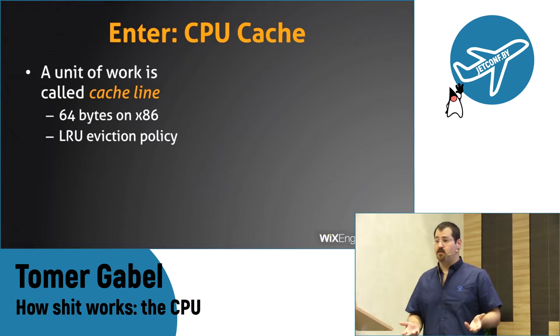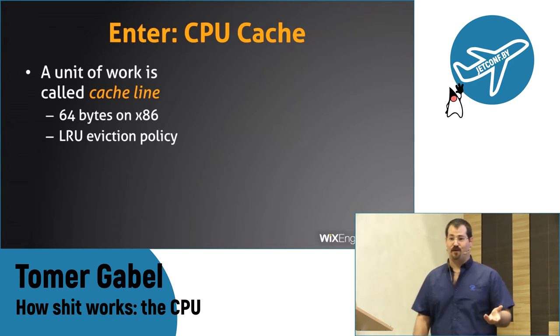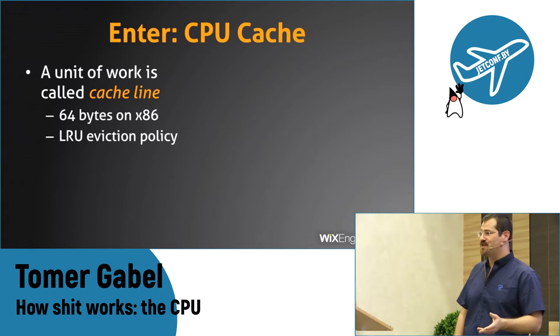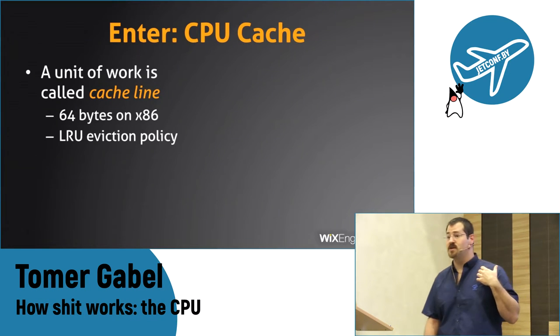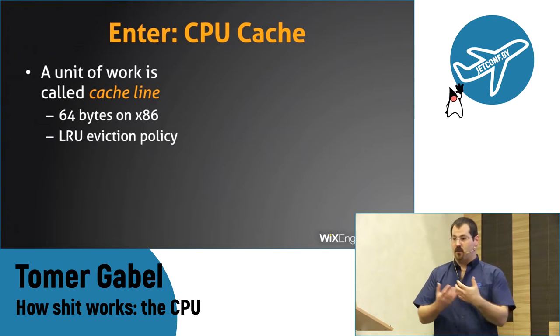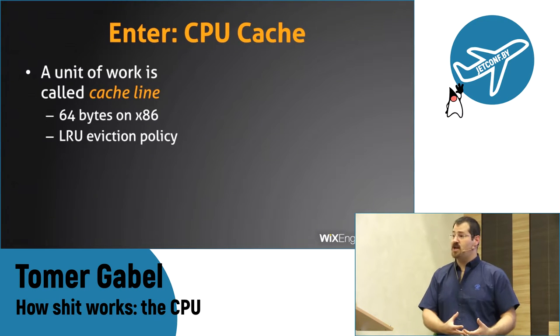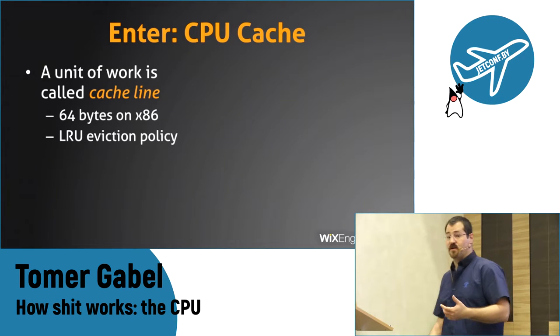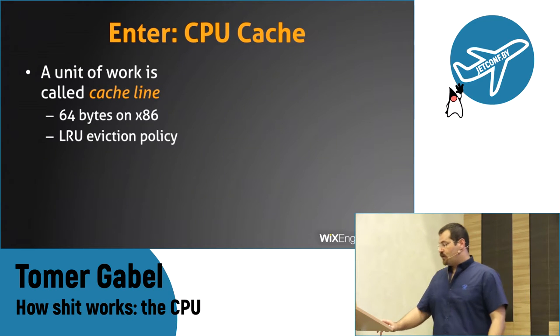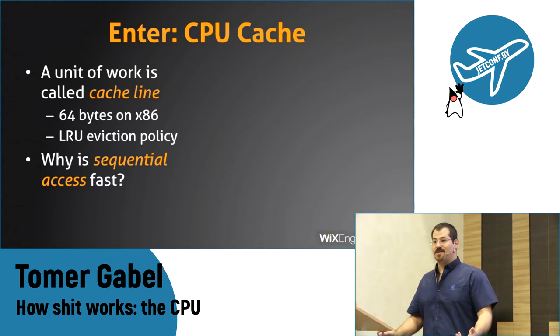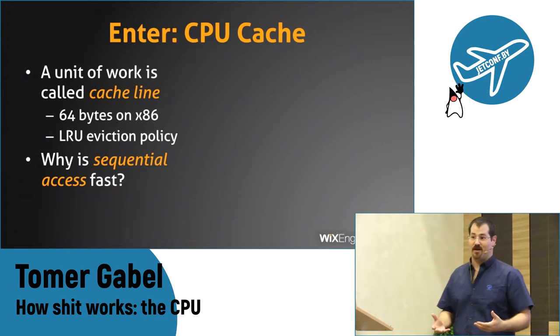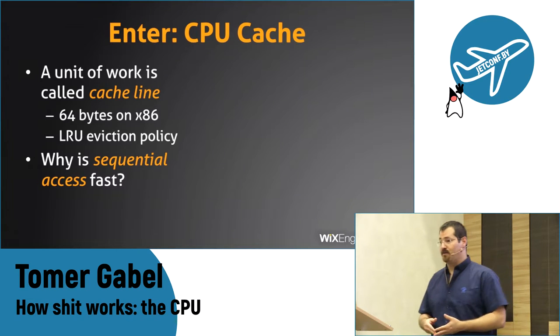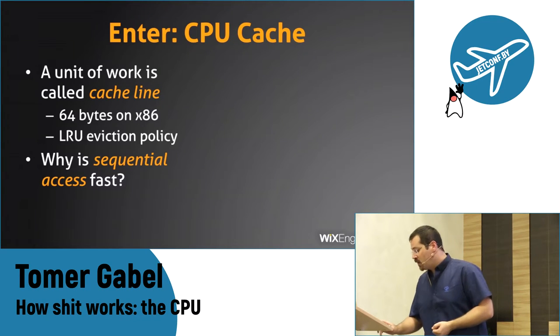There is a very simple eviction policy. If you've ever implemented even the simplest of caches, you would know this one. It's least recently used. So hot memory, memory that is used very often, remains in cache, the rest gets thrown away, gets evicted. So, why is sequential access so fast? If we have 130 megabytes per second of random bandwidth, how is it that we can actually read 6 to 9 gigabytes of memory per second on a modern CPU?